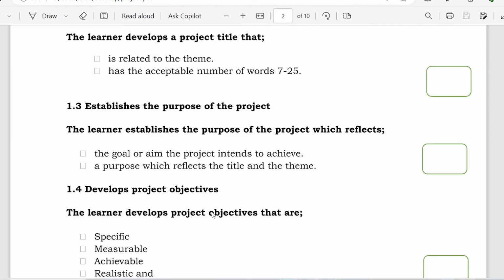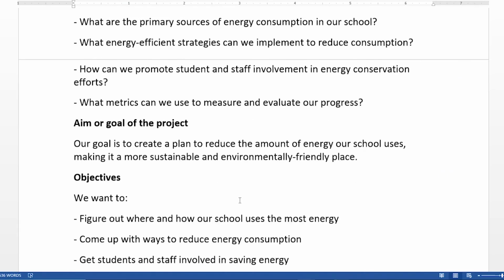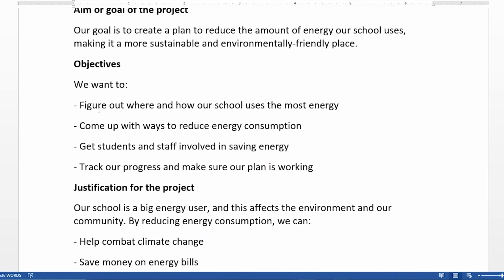Then next is develop specific objective. The objective should be SMART but also linked to the purpose, title, or theme. So if you look at our objectives here, 1, figure out where and how our school uses the energy. This can be achieved. It is realistic, it is specific, it is measurable within the specified period of time.